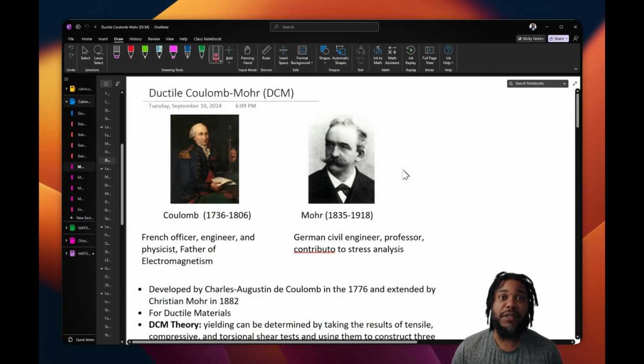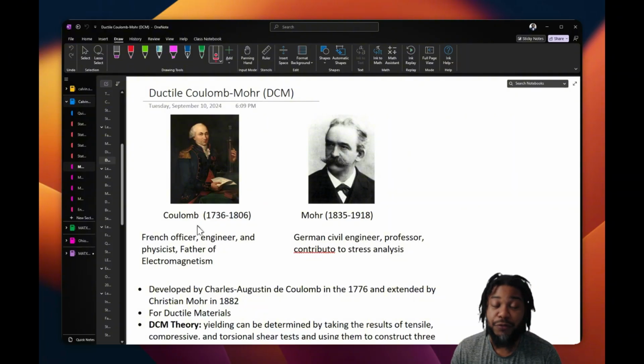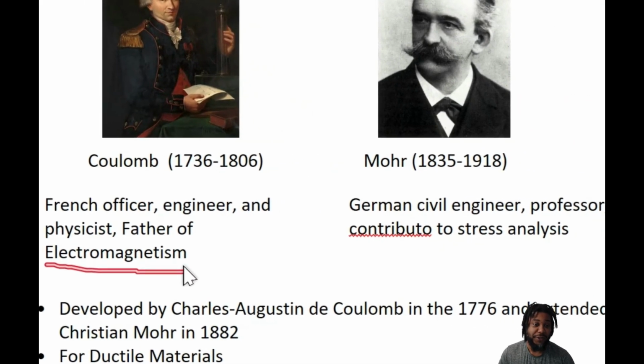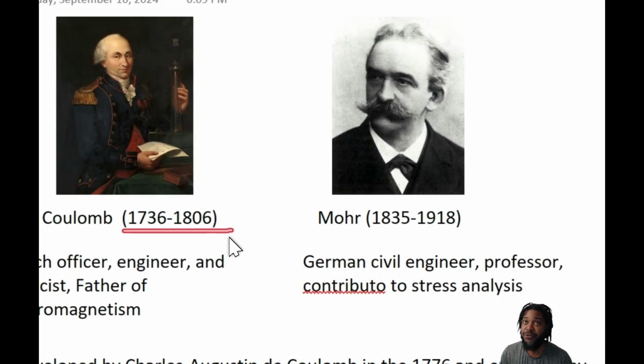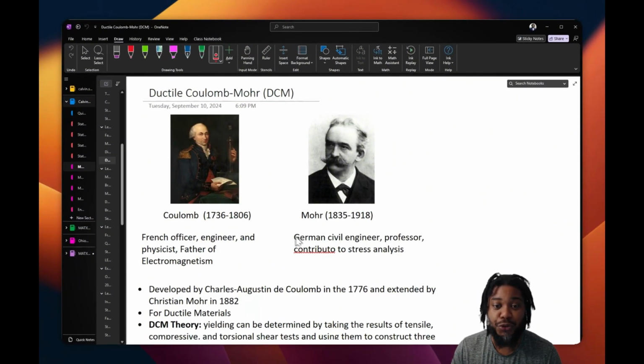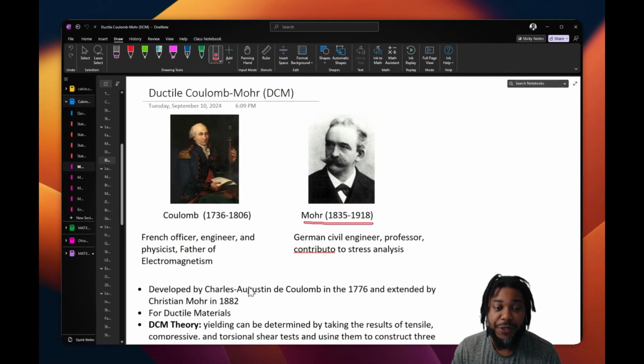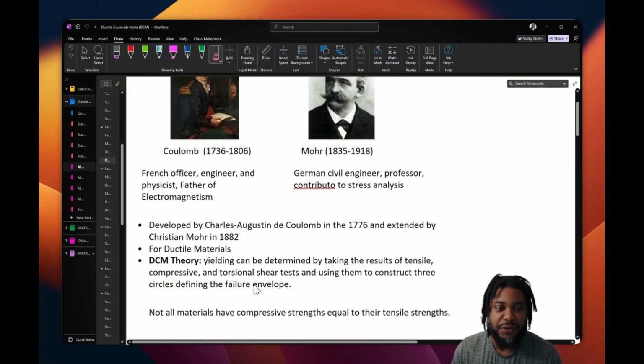Today we're going to learn about the Ductile Coulomb-Mohr theory. Now, Coulomb was a French officer, engineer, and physicist, as well as the father of electromagnetism, who was around in the 1700s. And Mohr was a German civil engineer, professor, and a great contributor to stress analysis, active in the 1800s. Between these two scientists, the Ductile Coulomb-Mohr theory was developed.